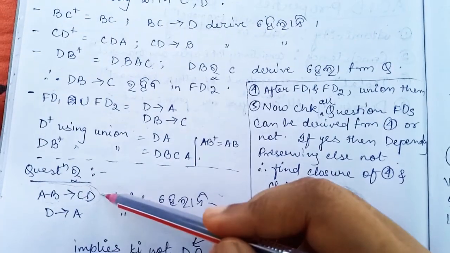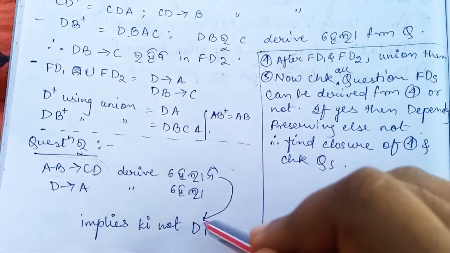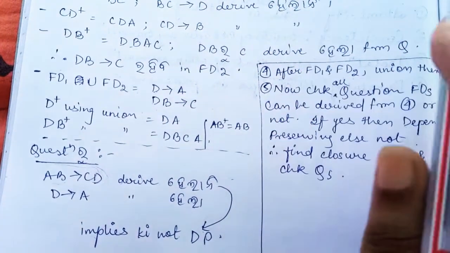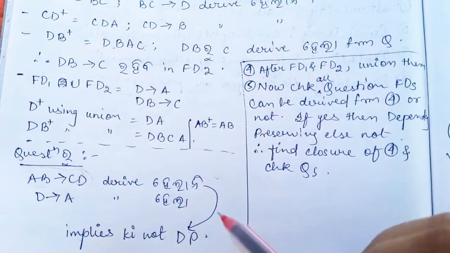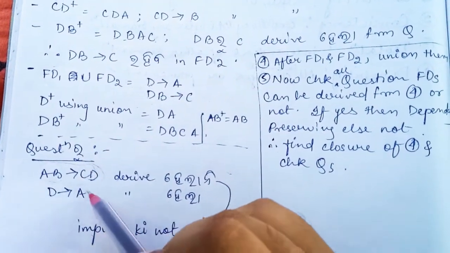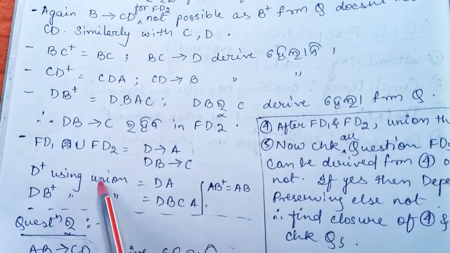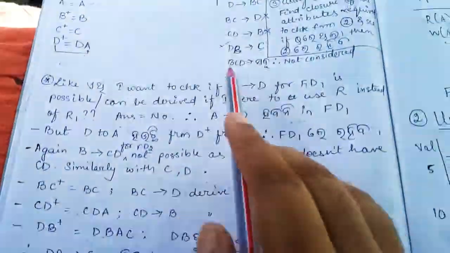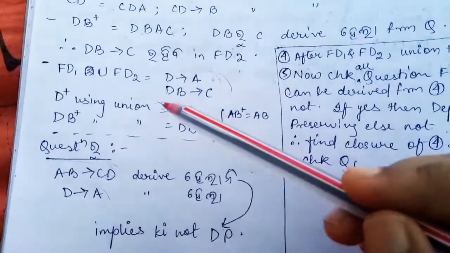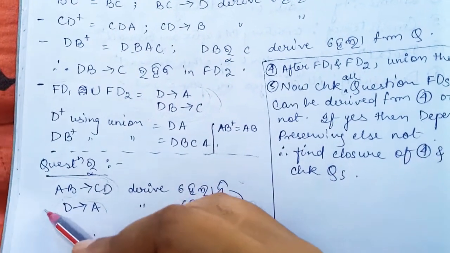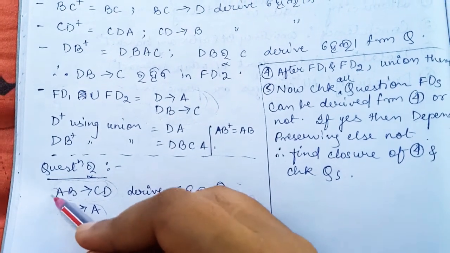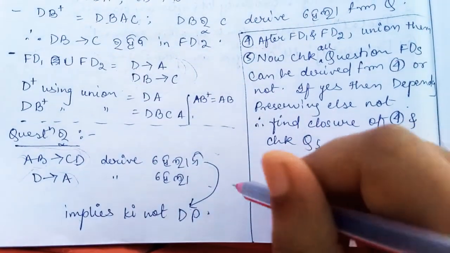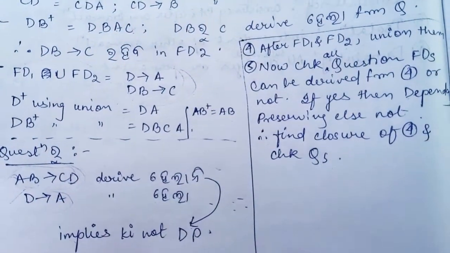So since this dependency is not preserved as a whole, this is not a dependency preserving decomposition. Although D to A is being derived, because if we do D closure using the union of functional dependency 1 and 2, this is derived, this dependency is preserved, but AB to CD is not preserved. Therefore, this is not a dependency preserving decomposition.